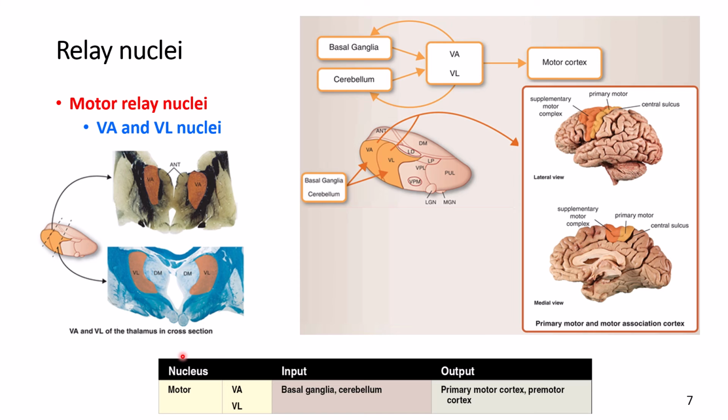And this table is explaining the same thing. We are in the motor relay nuclei, and the two nuclei involved are the ventral anterior and ventral lateral. They receive information from the basal ganglia and cerebellum, and then send information to the primary motor cortex, premotor cortex, and supplementary motor cortex.